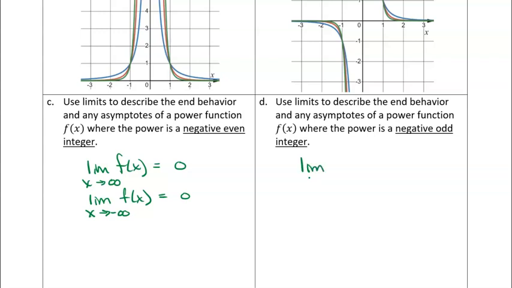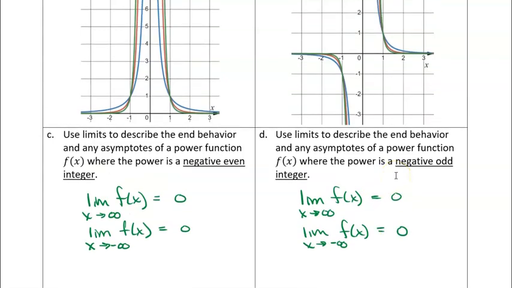The limit as x goes to infinity of f of x, where f of x is a power function with a negative odd integer, goes to 0. And the limit as x goes to negative infinity of these negative odd power functions goes to 0. Okay? Now you can see there is a difference in the short run behavior near 0.